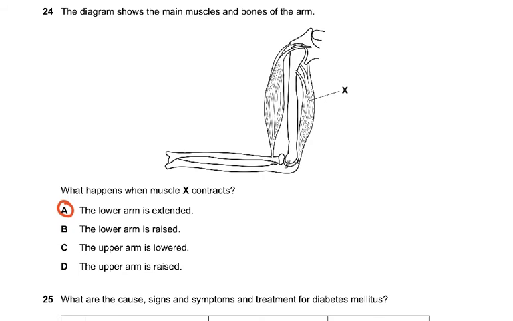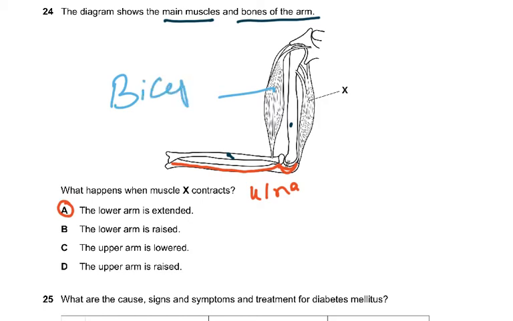Then question 24, the diagram shows the main muscles and bones of the arm, and you can see this is the humerus, this is the radius, this is the ulna. It forms this U-shaped structure here, so this is the ulna, and you have to remember U for ulna. And then this of course is the front of the arm, so this has to be the biceps muscle, and the X has to be the back, so it's the triceps muscle, which is also called the extensor muscle. The biceps is called the flexor muscle.